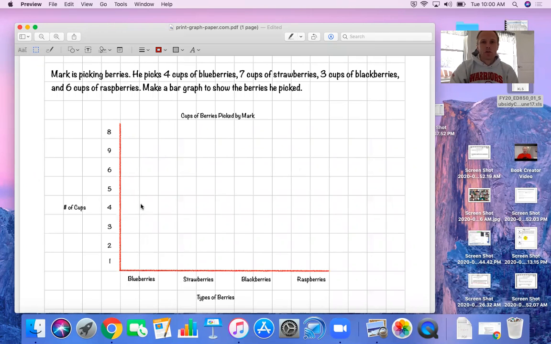So the question I've given you here, and we'll do two examples today, one with units of 1 and one with units more than 1, is Mark is picking berries. He picks 4 cups of blueberries, 7 cups of strawberries, 3 cups of blackberries, and 6 cups of raspberries. Make a bar graph to show the berries he picked.